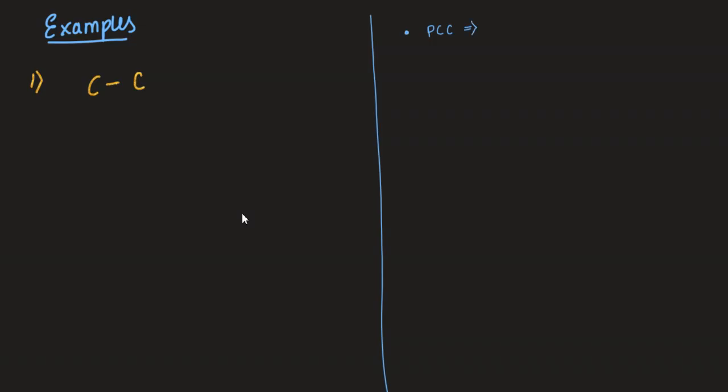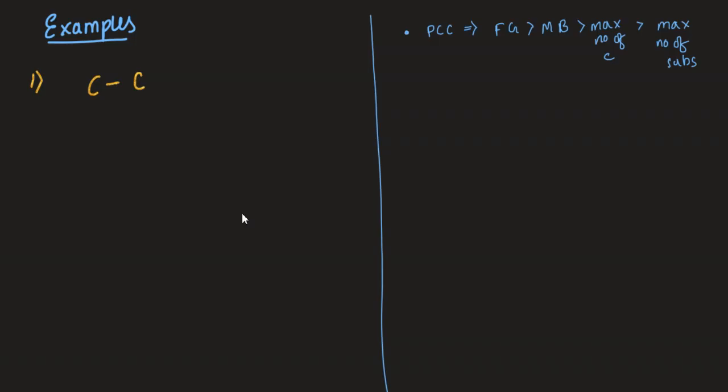How to choose the parent carbon chain? Functional group is greater than multiple bond, which is greater than maximum number of carbons. Then if the maximum number of carbons are the same, you have to choose the parent carbon chain which has the maximum number of substituents. Now what is the meaning of substituent? I have given the list of substituents. Another name for substituent is branches.